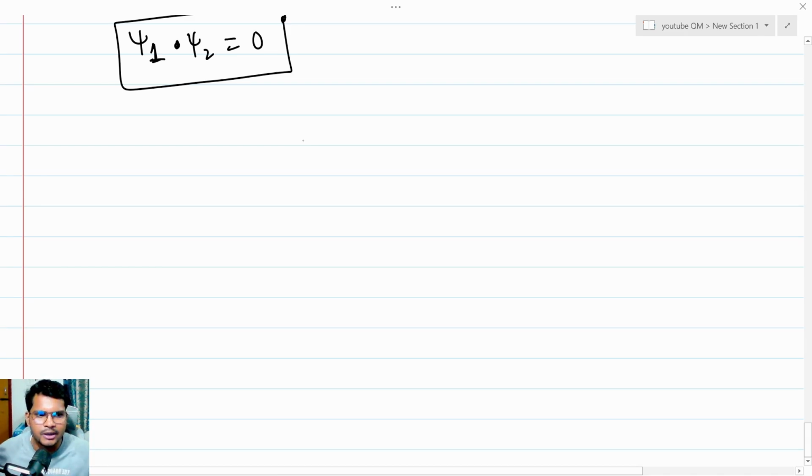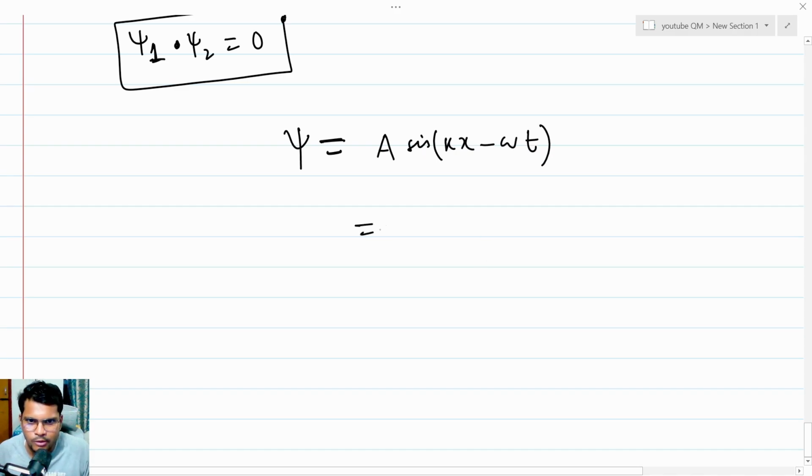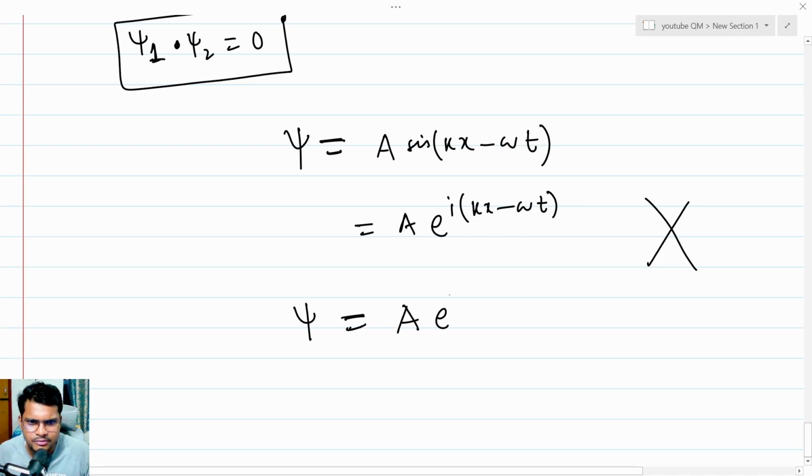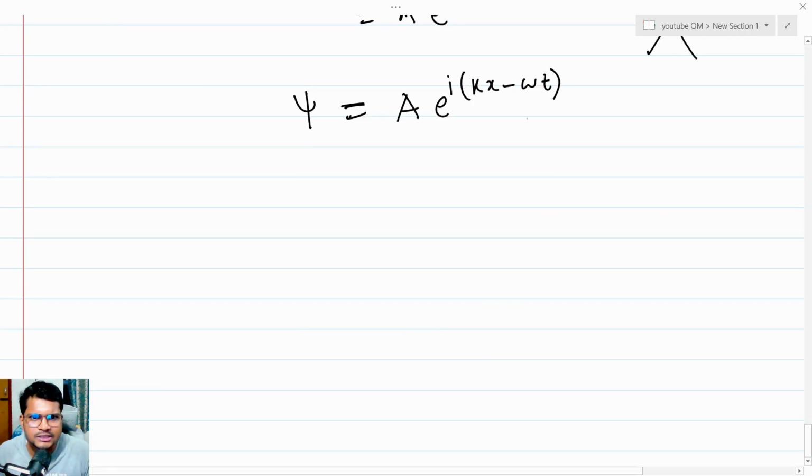Let us say that there is a wave that is freely moving. Then for a freely moving particle, we can write it as sine of kx minus omega t, or maybe A e to the power i(kx minus omega t). The exponential one we can keep, and we can discard the sine. This is the classical plane wave equation, the formula of psi.